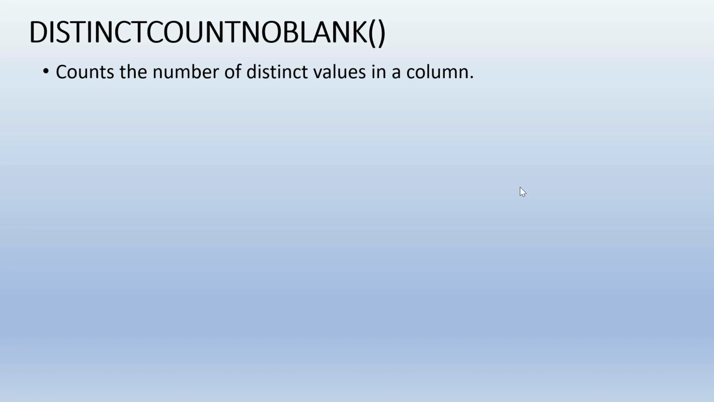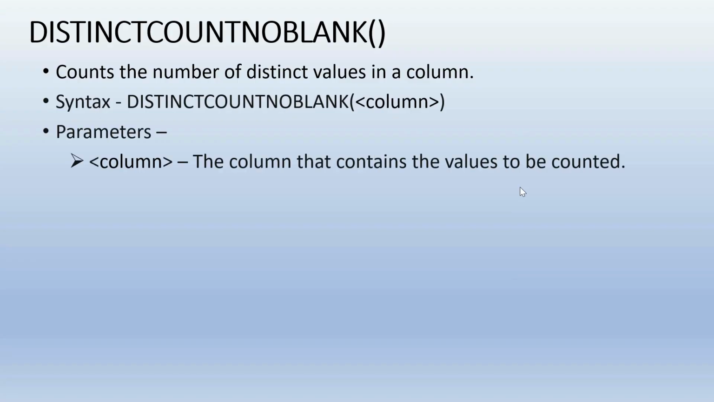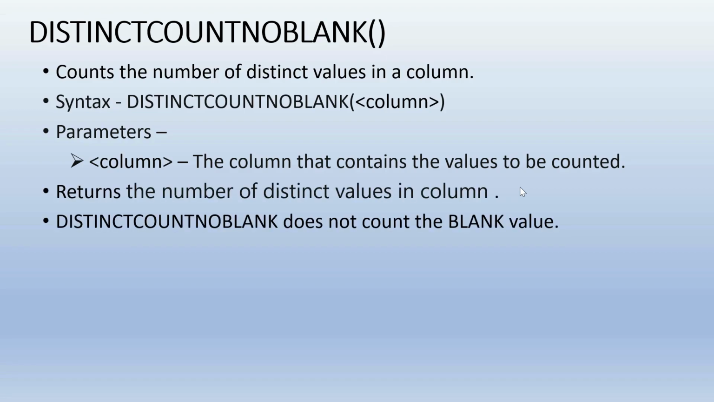One more function we have is DISTINCTCOUNTNOBLANK. Very clearly, the name is saying that this function counts the distinct values, but it will not consider blanks. It counts the number of distinct values in a column. The syntax is DISTINCTCOUNTNOBLANK, and inside the parameter we have a column name. This is the column that contains the values to be counted. It returns the number of distinct values in a column, and it does not count blank values.